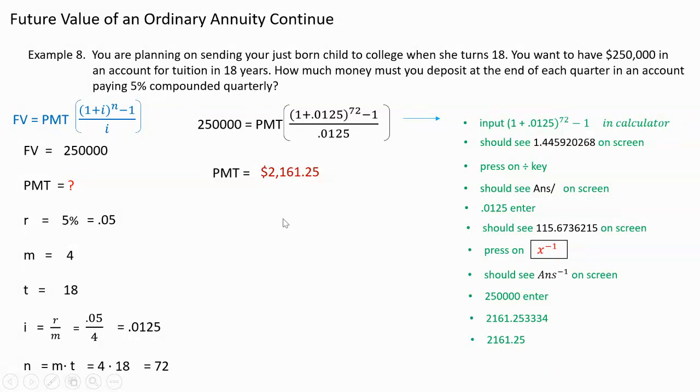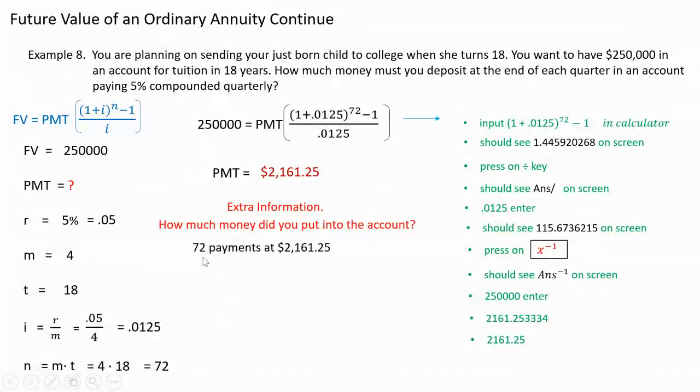Okay, now let's see how much money you actually put in there. This is extra information. How much money did you put into the account? You have 72 payments at 2,161, so you're going to multiply those. So it's going to be $155,610. That's how much came out of your pocket.